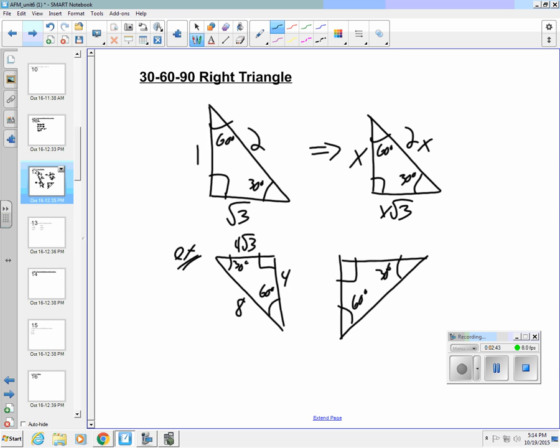If I had another 30, 60, 90 triangle, I knew the hypotenuse was 500. That would tell me the shortest side would have to be 250, half of that, and across from the 60 would be 250 square root 3. Right, so they always follow this pattern. They have that same ratio between the sides, and that's why they're special right triangles.